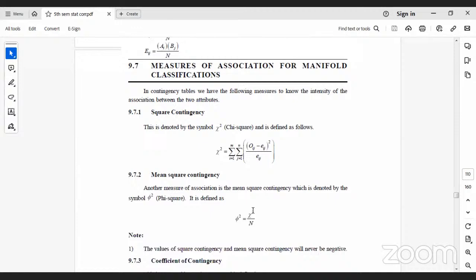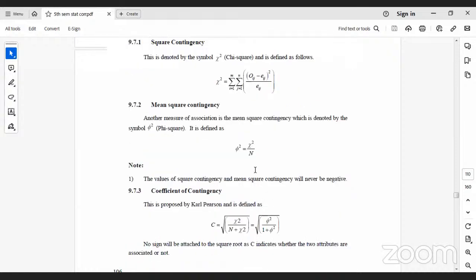Another measure of association is the mean square contingency, which is denoted by the symbol phi square. Phi square is equal to chi-square by N. The values of square contingency and mean square contingency will never be negative.